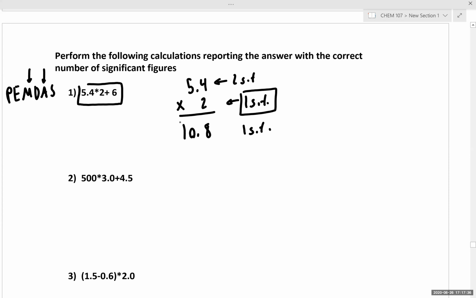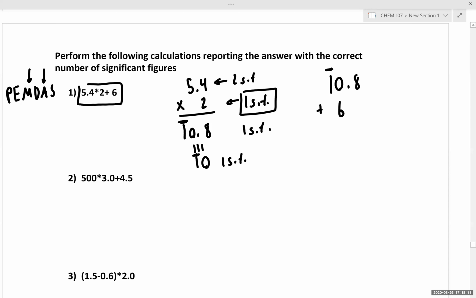However, in this 10.8, only one of our digits is actually significant. So this 10.8, you can think of it in terms of sig figs as equivalent to just 10, where we only have one significant figure. However, we carry through these trailing digits to avoid rounding errors. So now we're going to add 10.8 with a bar over the 1, plus 6.